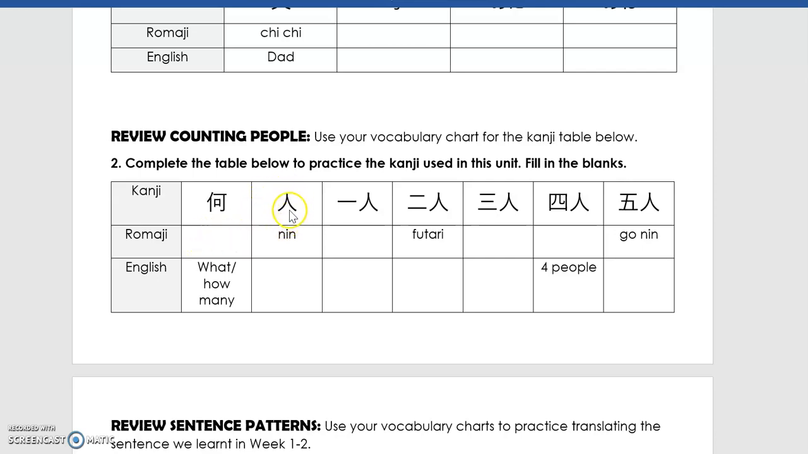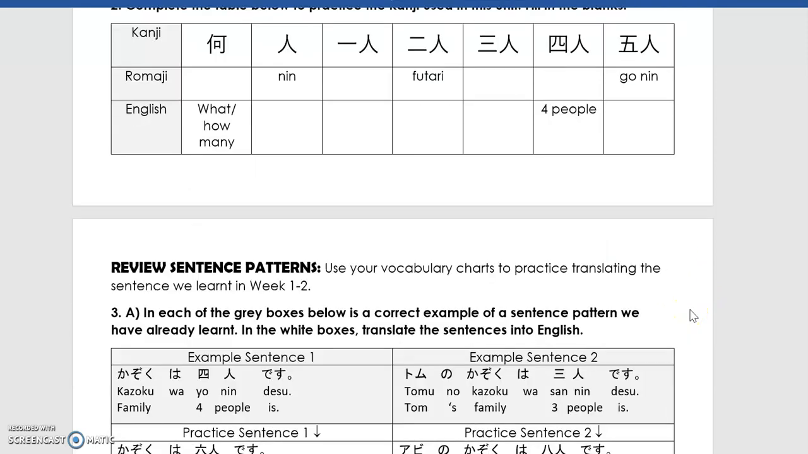This kanji here, we pronounce it as nin. What does that mean in English? And then we have some counting going up. So you would be using these at the moment to describe how many people are in your family. This is going to be found on the back of your vocab chart in the grey box. That's all about our counting of our family members with our kanji.